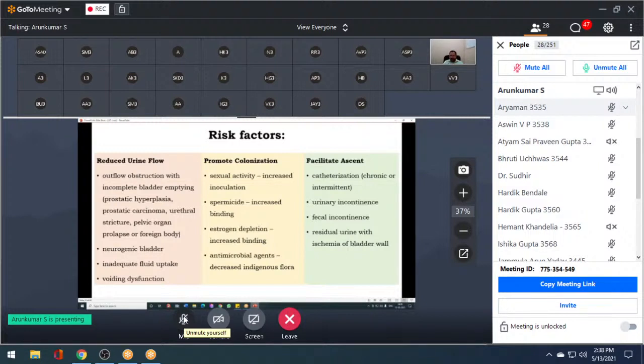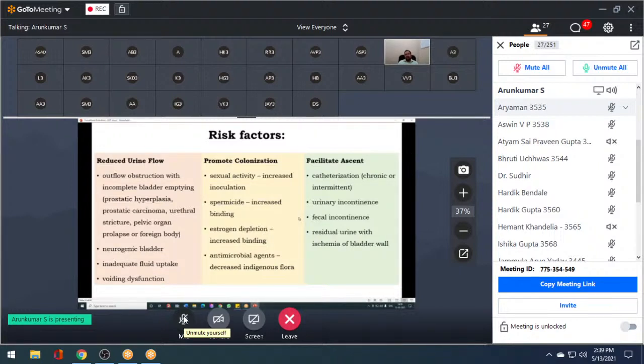This can happen with recurrent unprotected sexual activity, by using spermicides, which will increase the binding of the microorganisms to the local epithelium, and by generalized overuse of antimicrobial agents, which is more common in the hospital scenario. Apart from the disease-causing bacteria, it will also affect the normal colonizing bacteria, thereby increasing the risk of UTI. And also in postmenopausal women, where estrogen is depleted, it causes increased binding of the microorganisms to the mucosa. These are the reasons why this can happen.